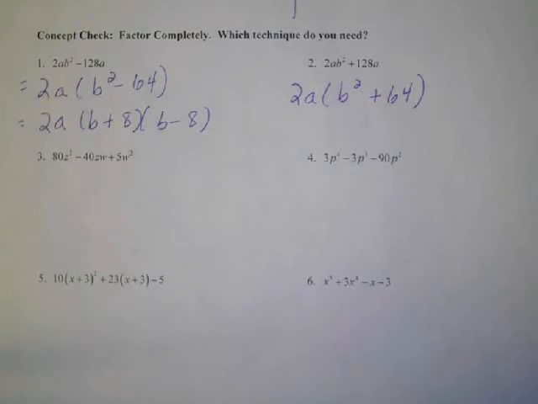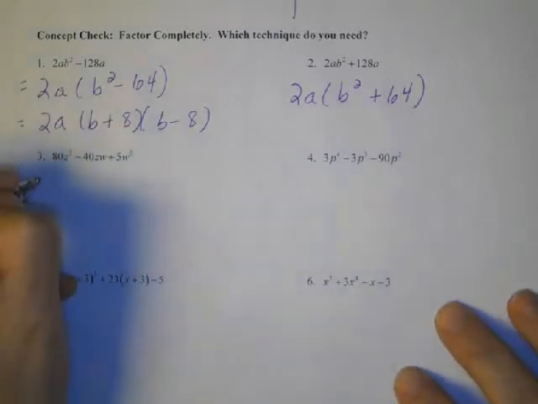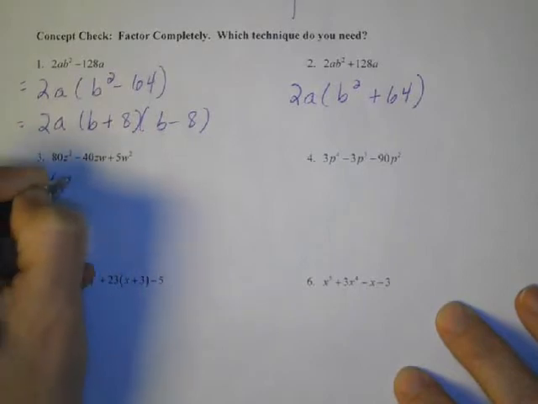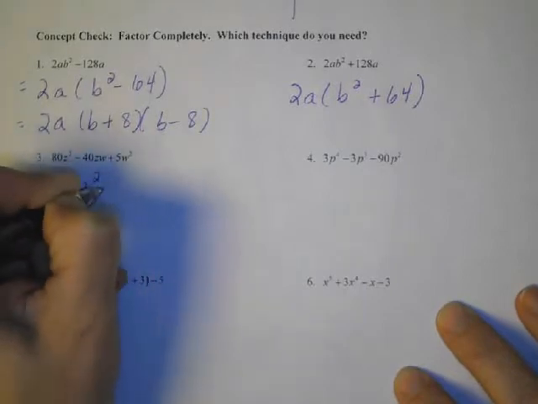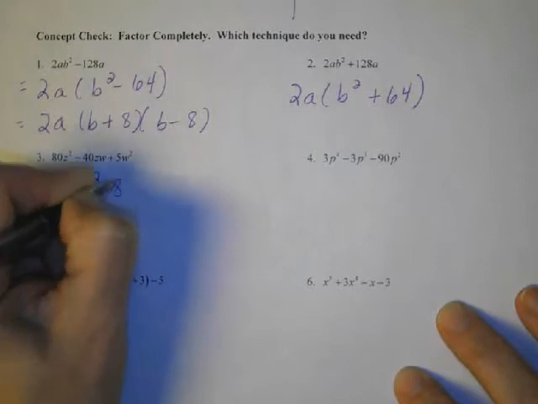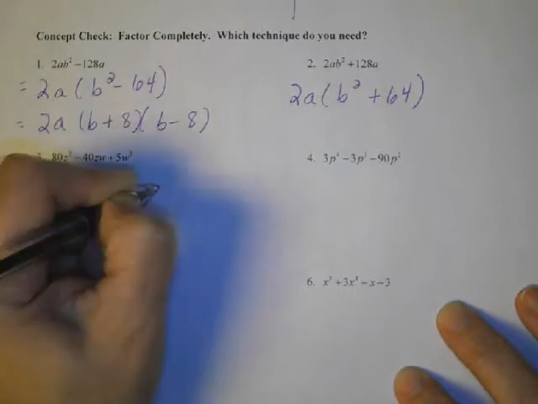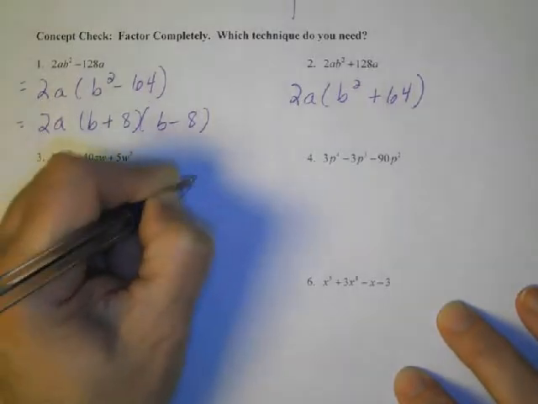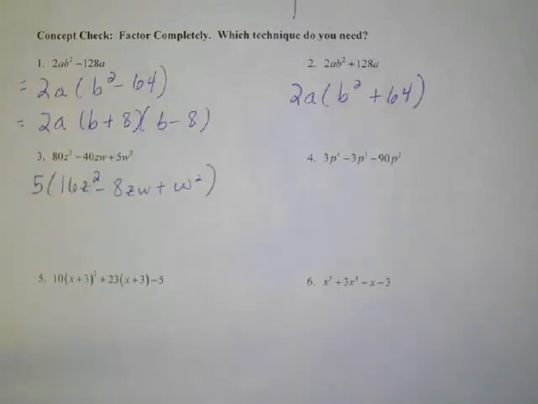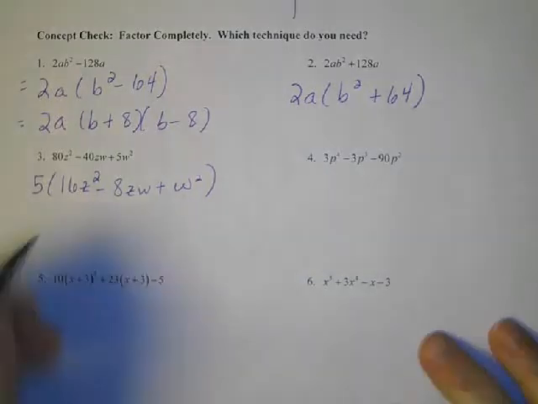Moving on to 3 and 4. We see that they are trinomials. Let's start by finding GCF. So if I take out 5, I get 16z squared minus 8zw plus w squared. I now have a trinomial that I'm going to try to factor.